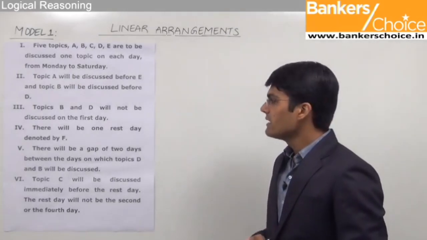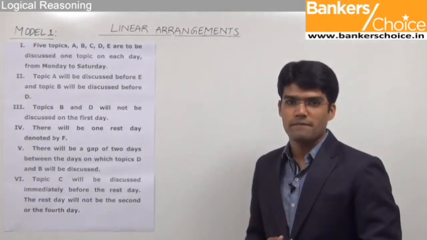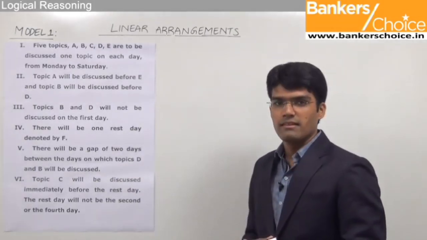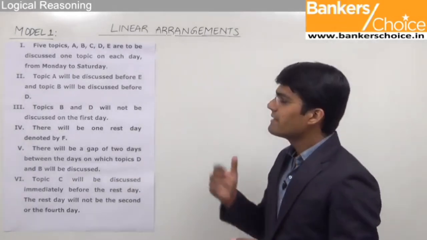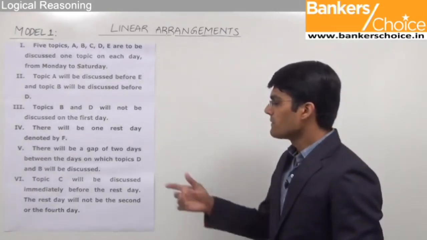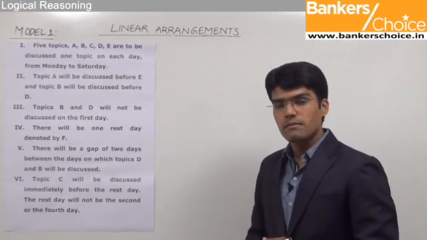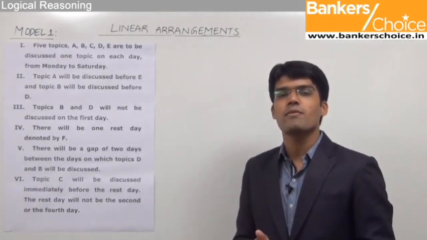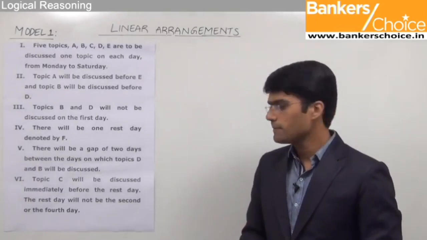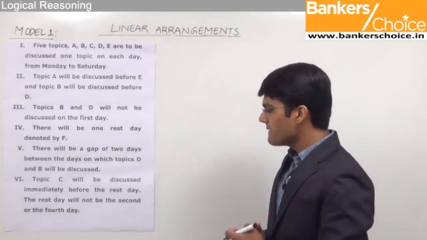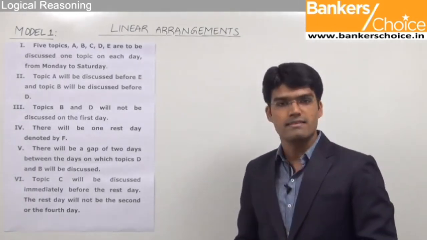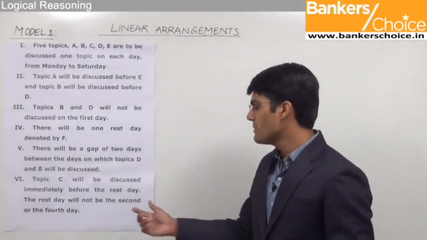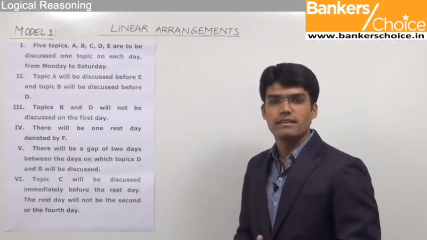The next point is there will be one rest day denoted by F. So as we can see here, we have got 5 topics plus one rest day. So that can be taken as 6 topics overall and 6 days from Monday to Saturday. The 5th point is there will be a gap of 2 days between the days on which topics D and B will be discussed. So there should be a gap of 2 days between topic B and topic D. And the last point is topic C will be discussed immediately before the rest day. The rest day will not be the second or the 4th day. So the rest day cannot be the second day, that is Tuesday, or the 4th day, that is Thursday.